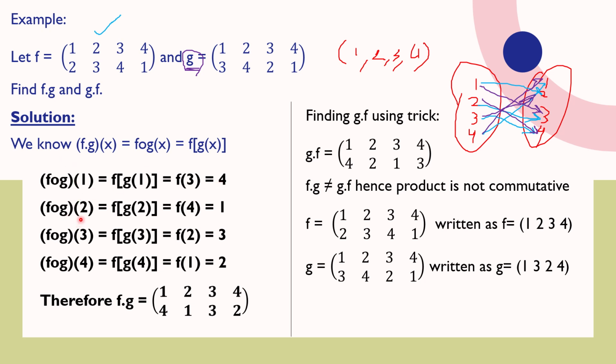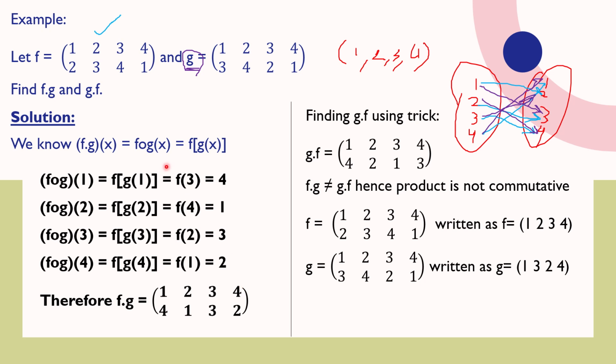Then for 2, what do we get? F of G of 2. G of 2 is 4, which gives F of 4, that is equal to 1. So for the product permutation, for 2 you will get 1. Then for 3, using the same formula, you will get 3. Using the same formula for 4, you will get 2. Then you will write it in permutation form: 1 goes to 4, 2 goes to 1, 3 goes to 3, and 4 goes to 2. This is how you will write F dot G. This is how you will find the product using the formula.